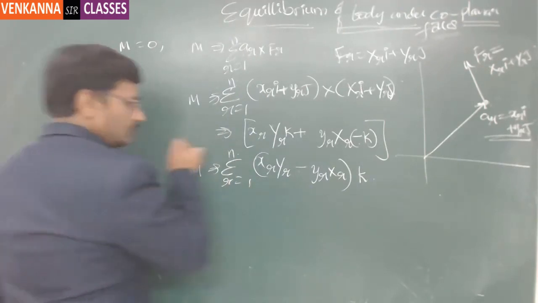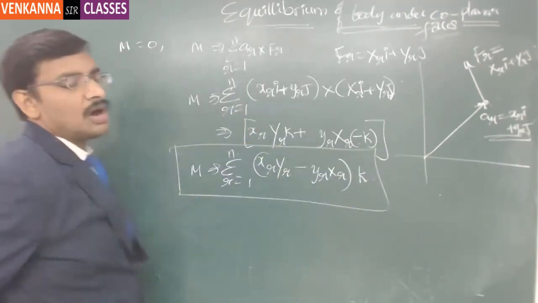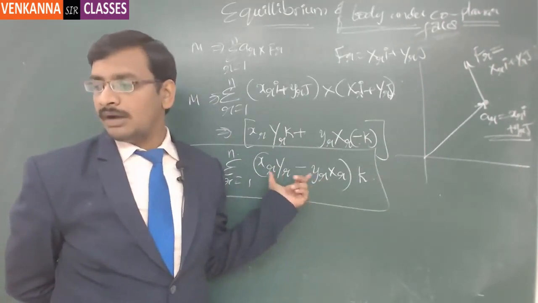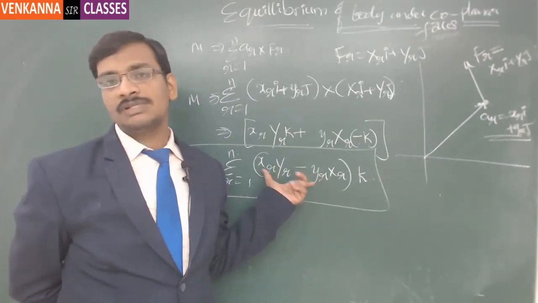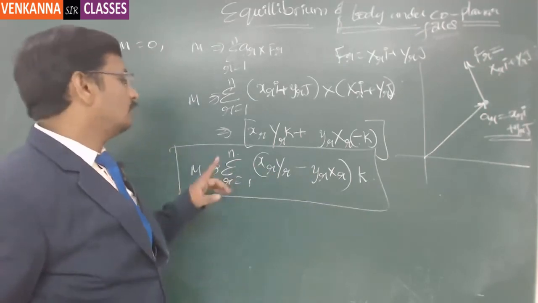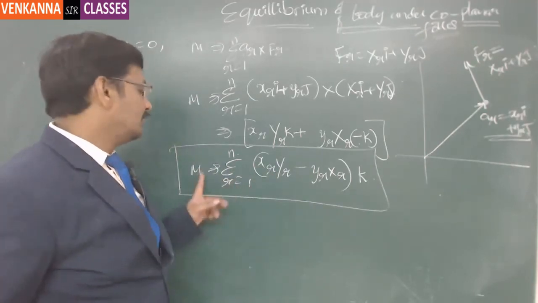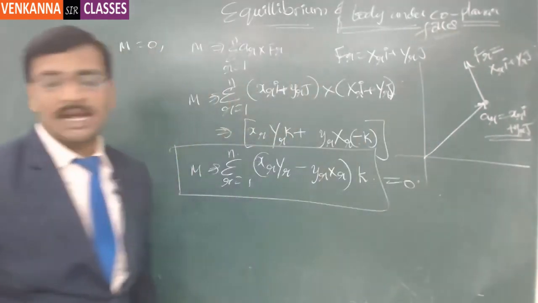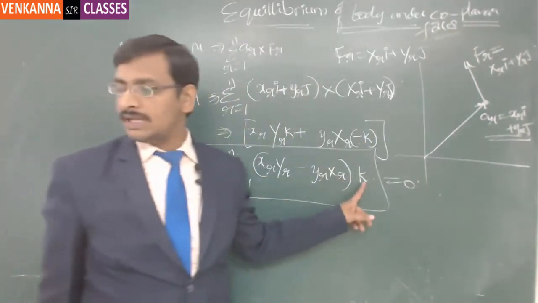So this is the movement of all the forces together. You can express it in this particular format depending upon the number of coplanar forces acting at this location. Now for the equilibrium of the body, this M has to be equal to 0, and this K is actually the Z direction.